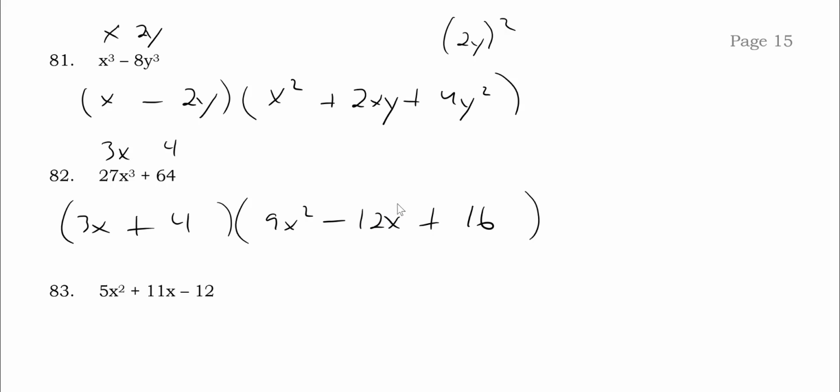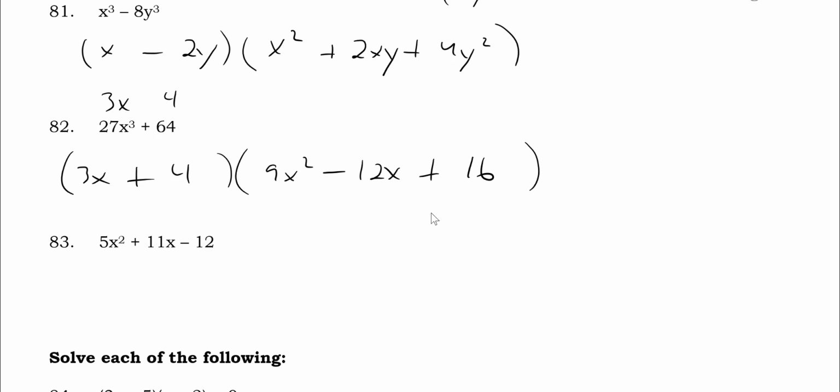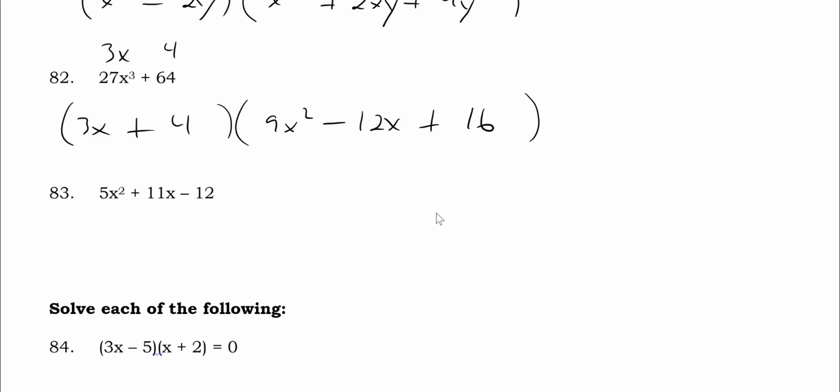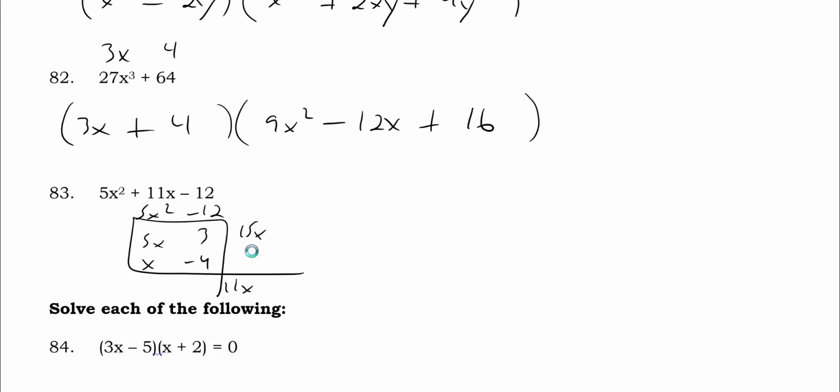Okay, 83 is a little factor box guy. So 5x squared, negative 12, 11x. So 5x and x. And this is going to be 3 and negative 4. So 15x minus 4x is 11x. So x plus 3, 5x minus 4.